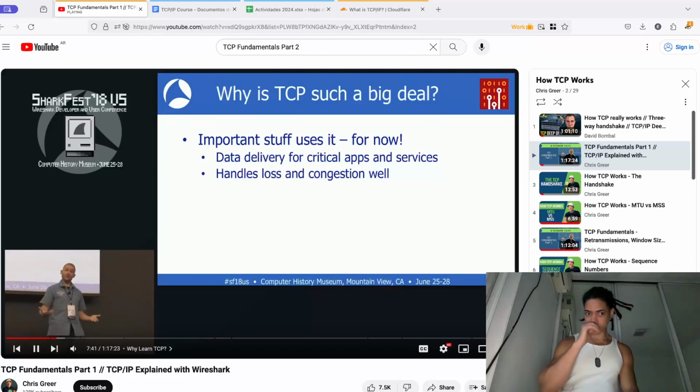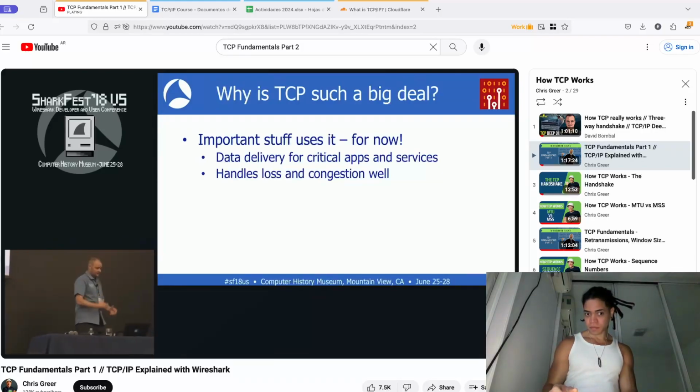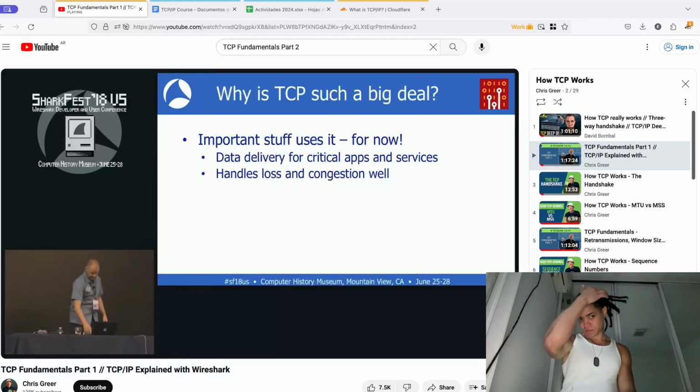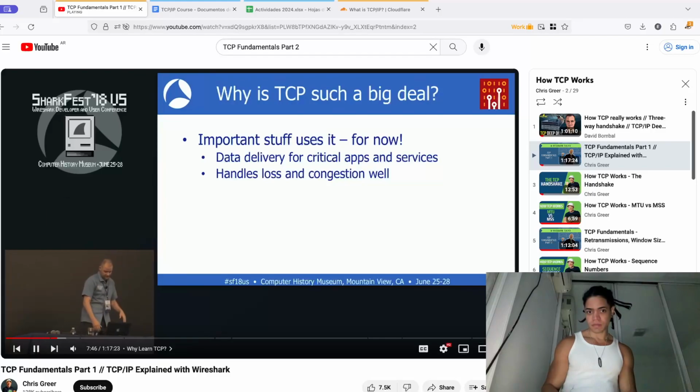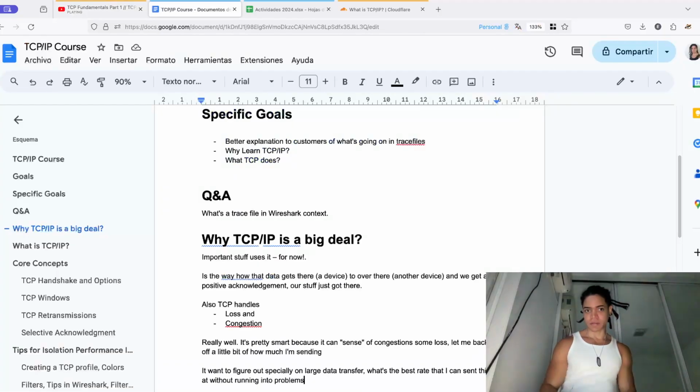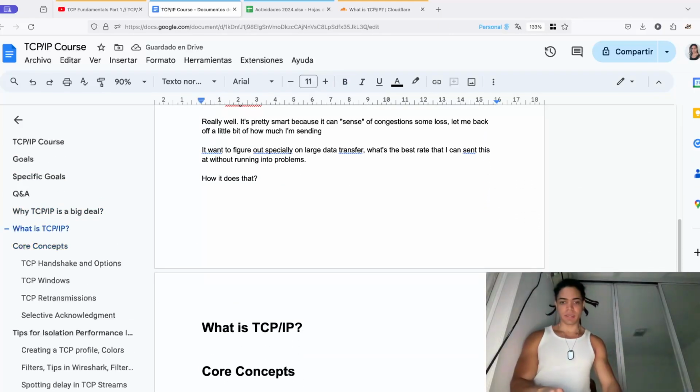So TCP is a smart protocol. Now, how it does that and interpreting what we see on the screen, that's what we're here to do today. The question is how it does that. So we need to take a look at what, after all, TCP and IP are.